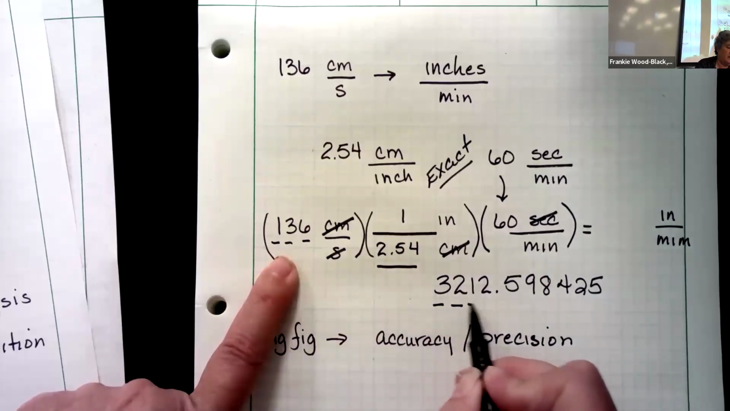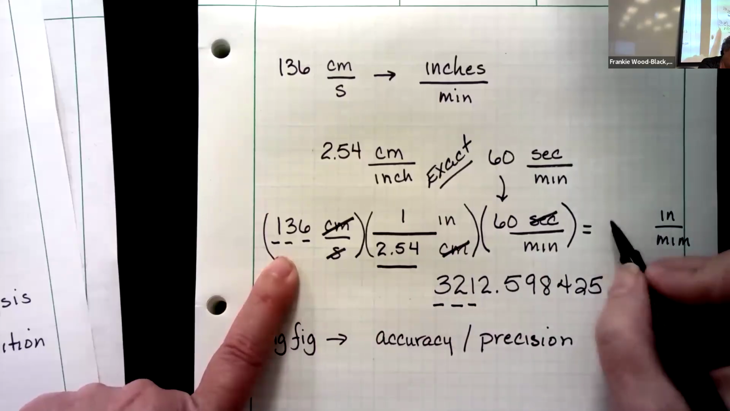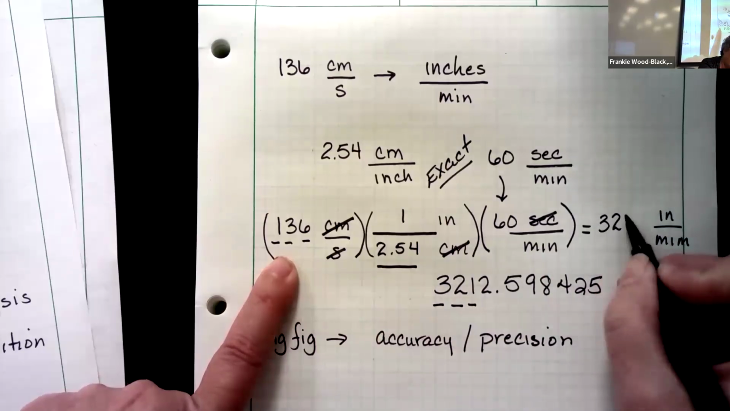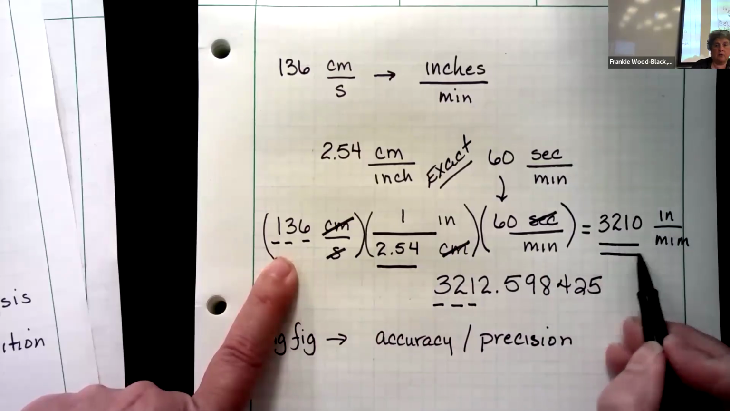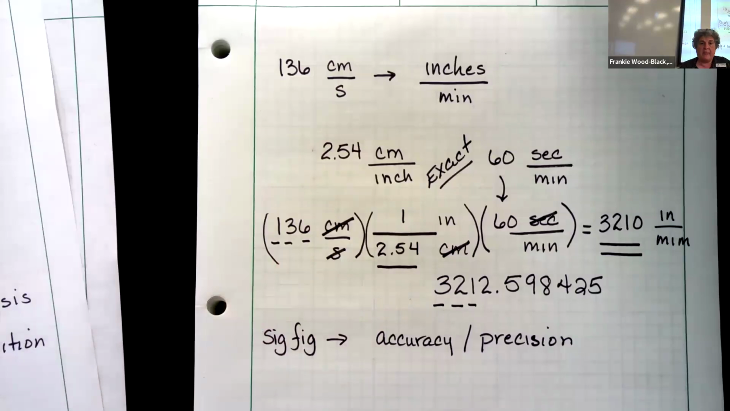1, 2, 3. So I really should report 3210 inches per minute. And that's what I'm going to put in the WebAssign. There will be some homework problems in WebAssign that you're going to have to pay particular attention to the number of significant figures. I do have some extra videos on significant figures, but most of you have taken other classes and have dealt with significant figures.